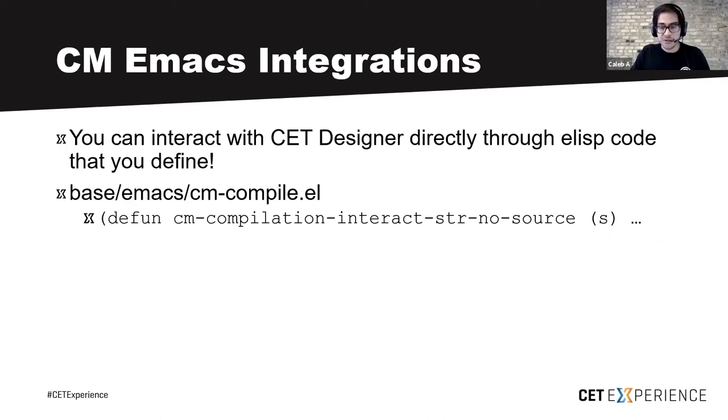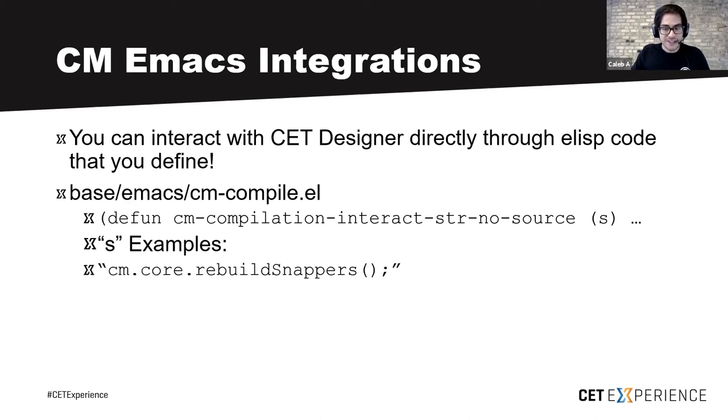So for example, how many times have you had to grab your mouse, click into CET Designer and just press F5? Why leave your Emacs? Call what F5 does with this function as a string, pass it into CM compilation interact stir no source, and boom, Emacs can now rebuild your snappers.